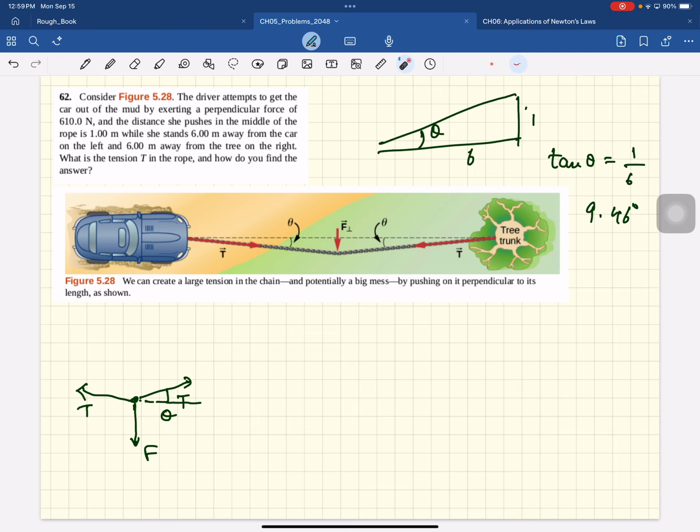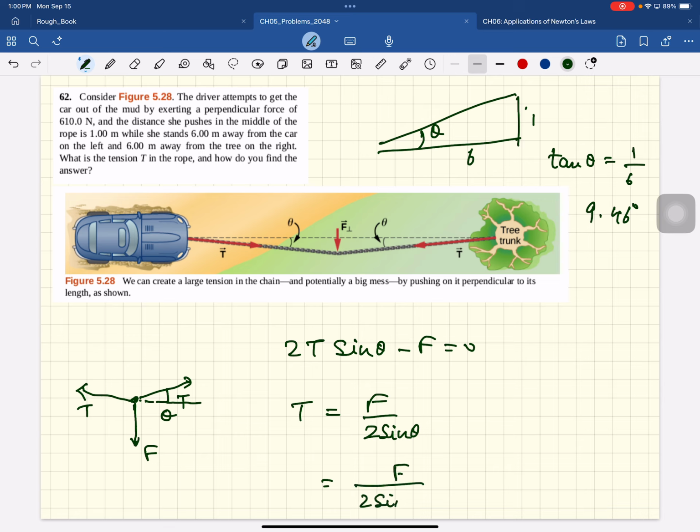All right, so now you can see that the x component of this tension is canceling that. The y component of the two tensions add up to this force F. Okay, so 2T sine theta minus F equals 0. So T equals F over 2 sine theta. So let me calculate this. F over 2 sine 9.46.